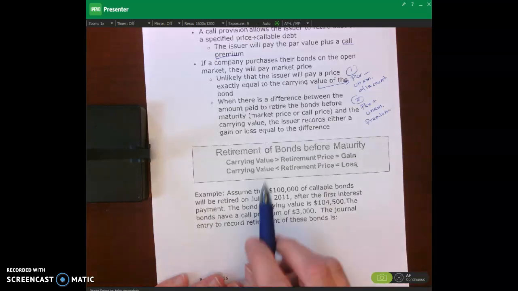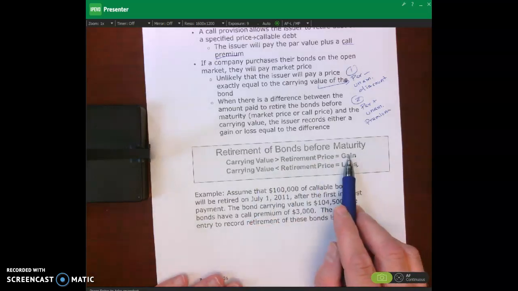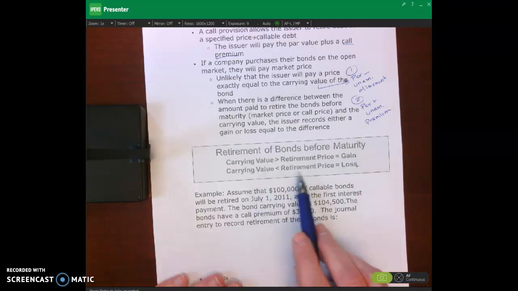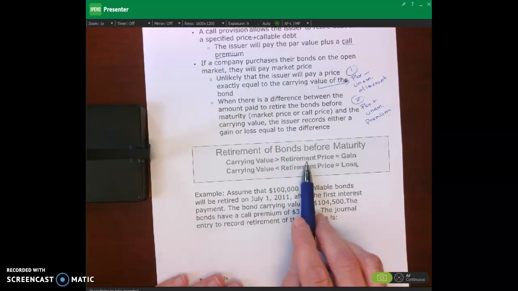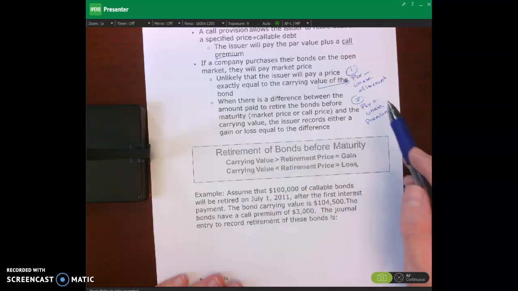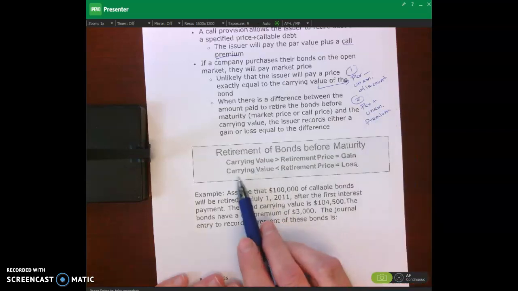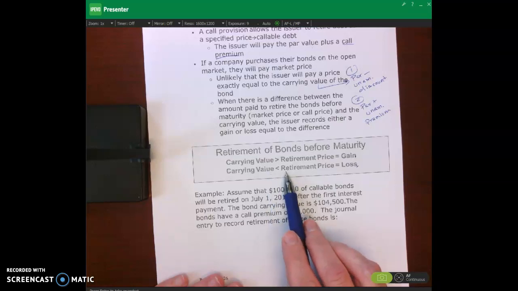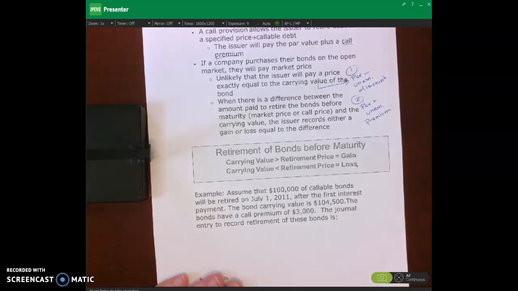Okay? So when the carrying value is greater than the retirement price, we have a gain. When the carrying value is less than the retirement price, which is the price the company pays to retire their debt, this is either par minus unamortized discount or par plus unamortized premium. When that carrying value is less than the retirement price, we have a loss. When it's greater, we have a gain.